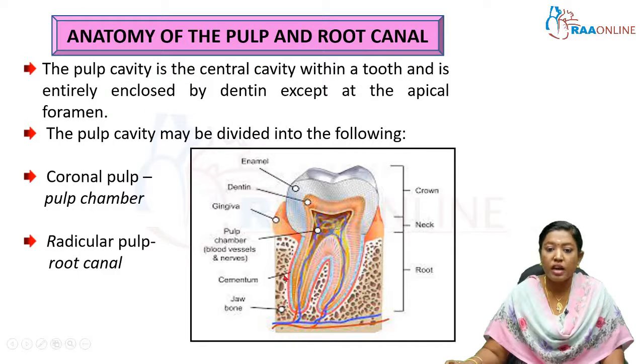The covering of the root is called the cementum. As I told you, there is a crown and there is a root. The root is covered by the cementum. The covering on the root is called the cementum.